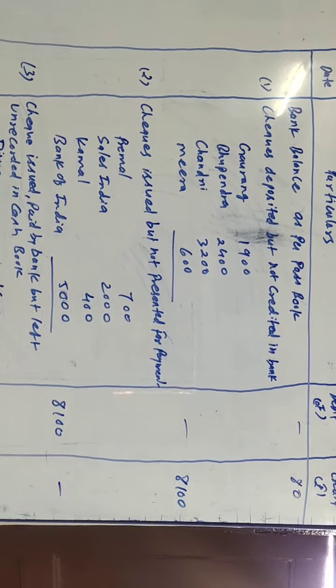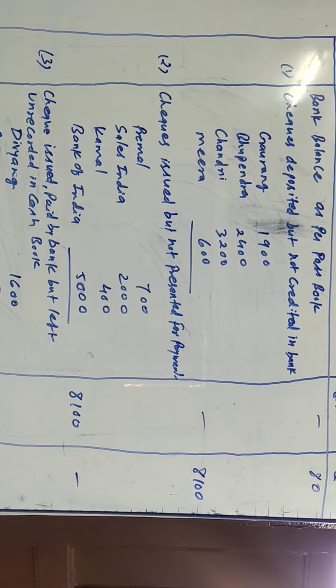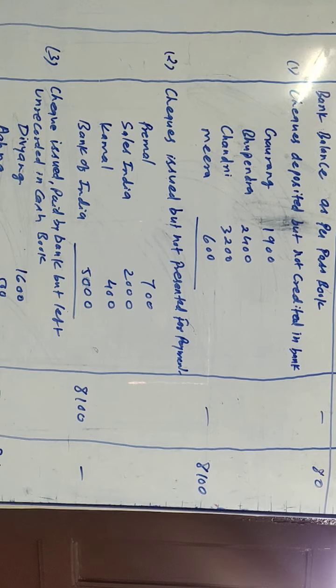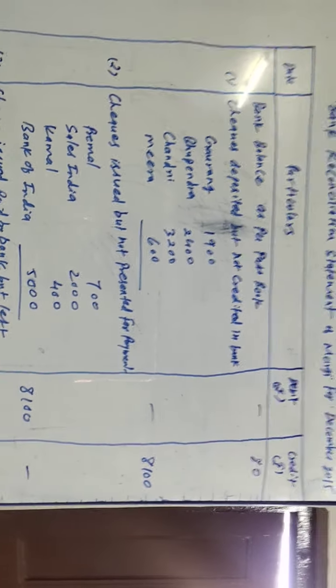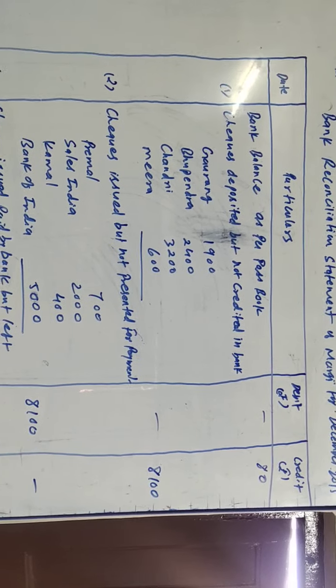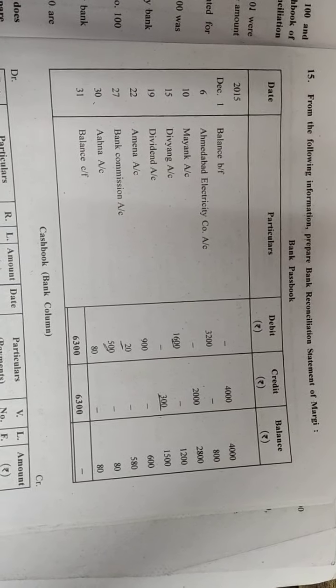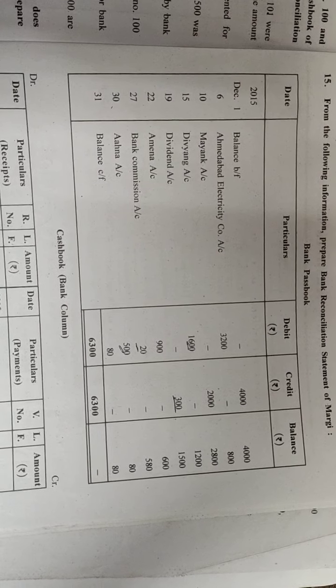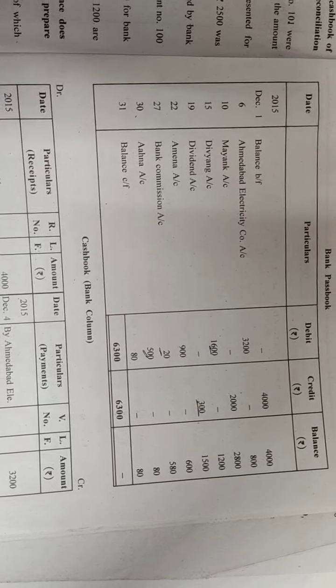Checks issued but not presented for payment: Premal 700, Sales India 2000, Kamal 400, Bank of India 8100. Total amount 8100 at the debit of our BRS. Next, friends, we have compared our debit side of cash book with credit side of passbook and credit side of cash book with debit side of passbook.